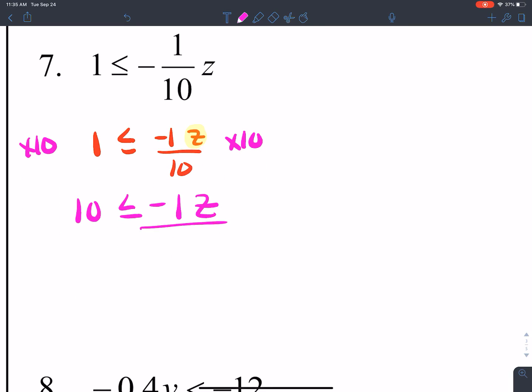But in our second step, I don't want z to be multiplied by a negative 1, so I'm going to divide by a negative 1. When we divide by a negative, we need to change the direction of that inequality symbol. And then we have our final answer.